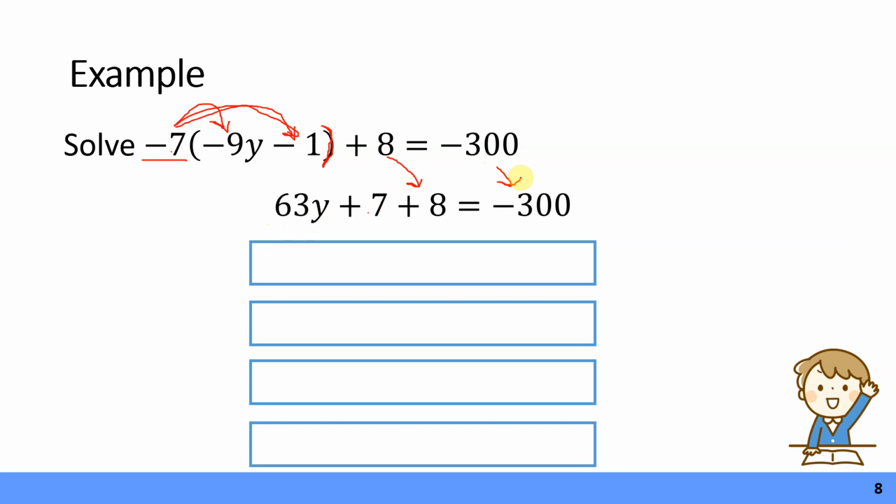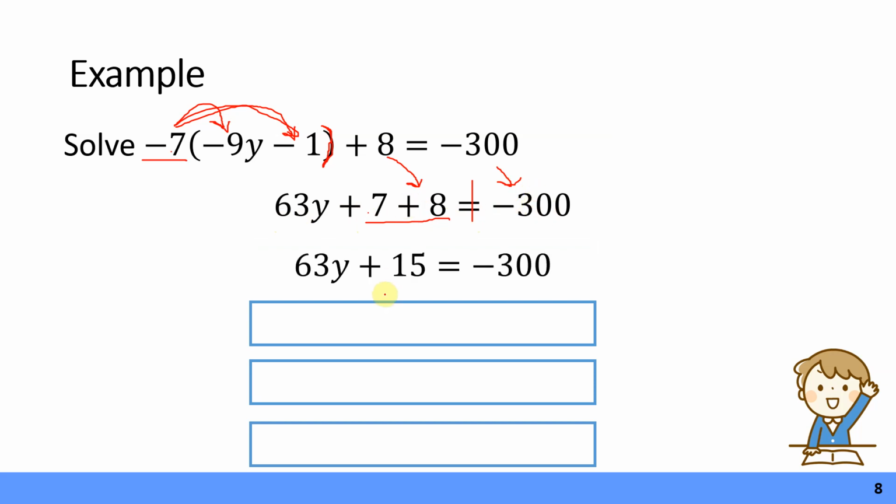Now, before I move on, I know you want to start moving things around, but in order to make our life easier, let's combine like terms. On this side of the equation, I could combine the 7 and the 8. Please do not combine it with this one because this one's on the other side of the equal sign. So 7 plus 8 gives me 15.